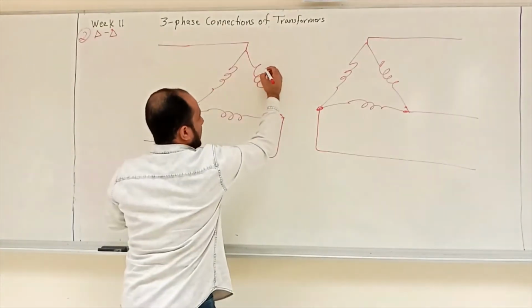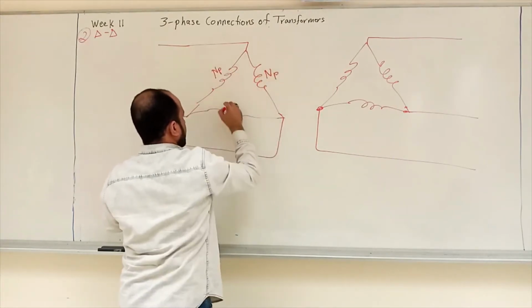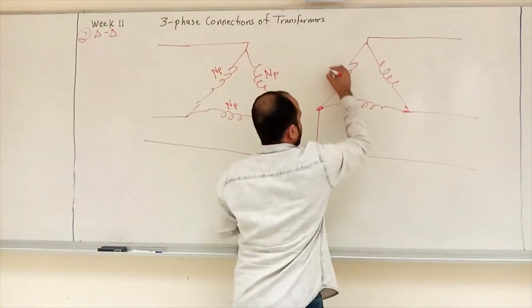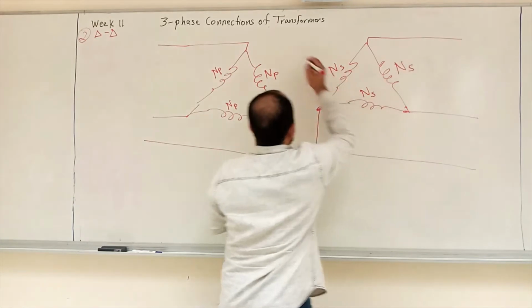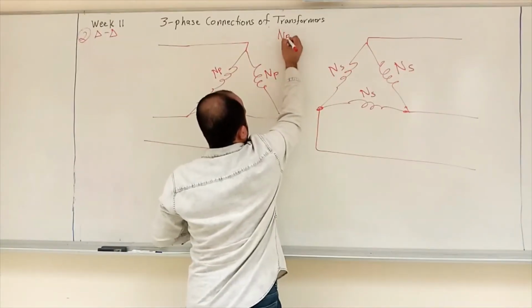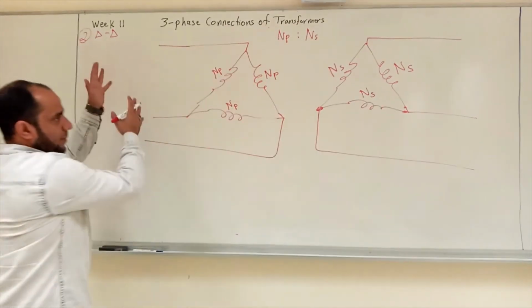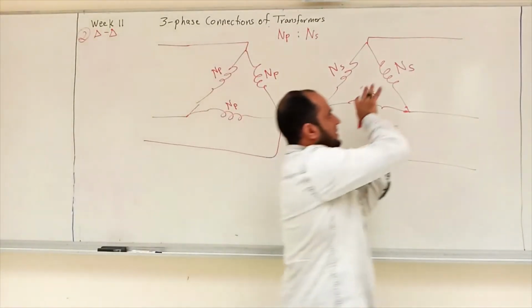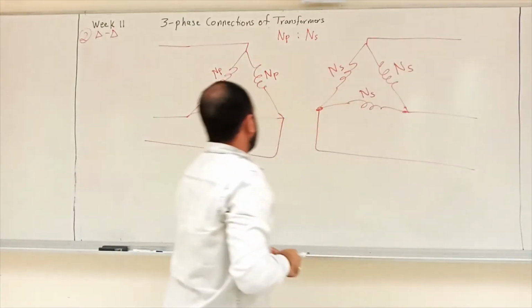This is the number of turns, so it will be N primary, N primary, N primary. Same number of turns for the primary. The same thing here, N secondary, N secondary, N secondary. So the ratio between them is N primary to N secondary. That's the primary side, the incoming side, the input side of the transformer, and this is the output side, outgoing side, which is the secondary side of a transformer.